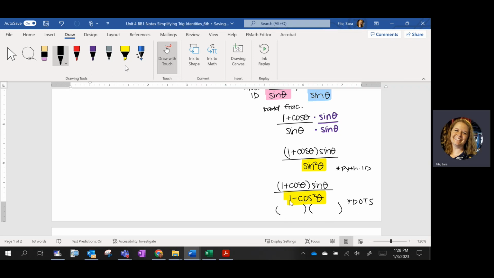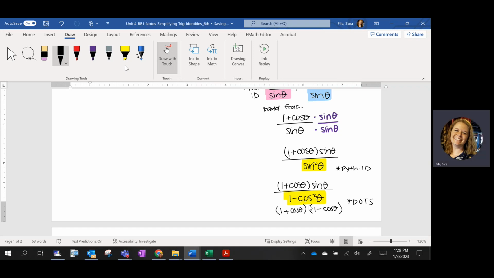I factor the first term. The square root is 1, right? And what's the square root of cosine squared? Just cosine, right? And then what do I do? What's the difference in these two? I do one positive and one negative. So one plus and one minus.